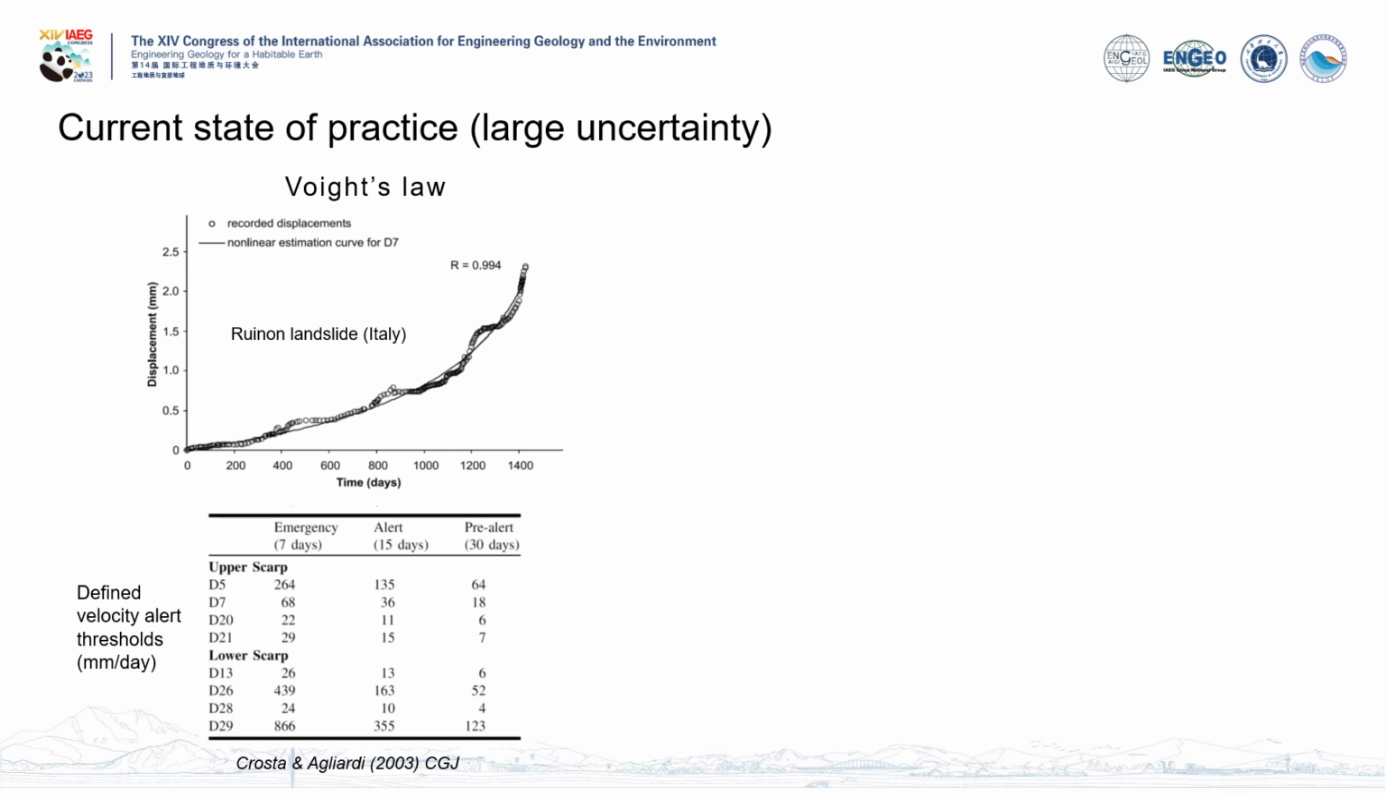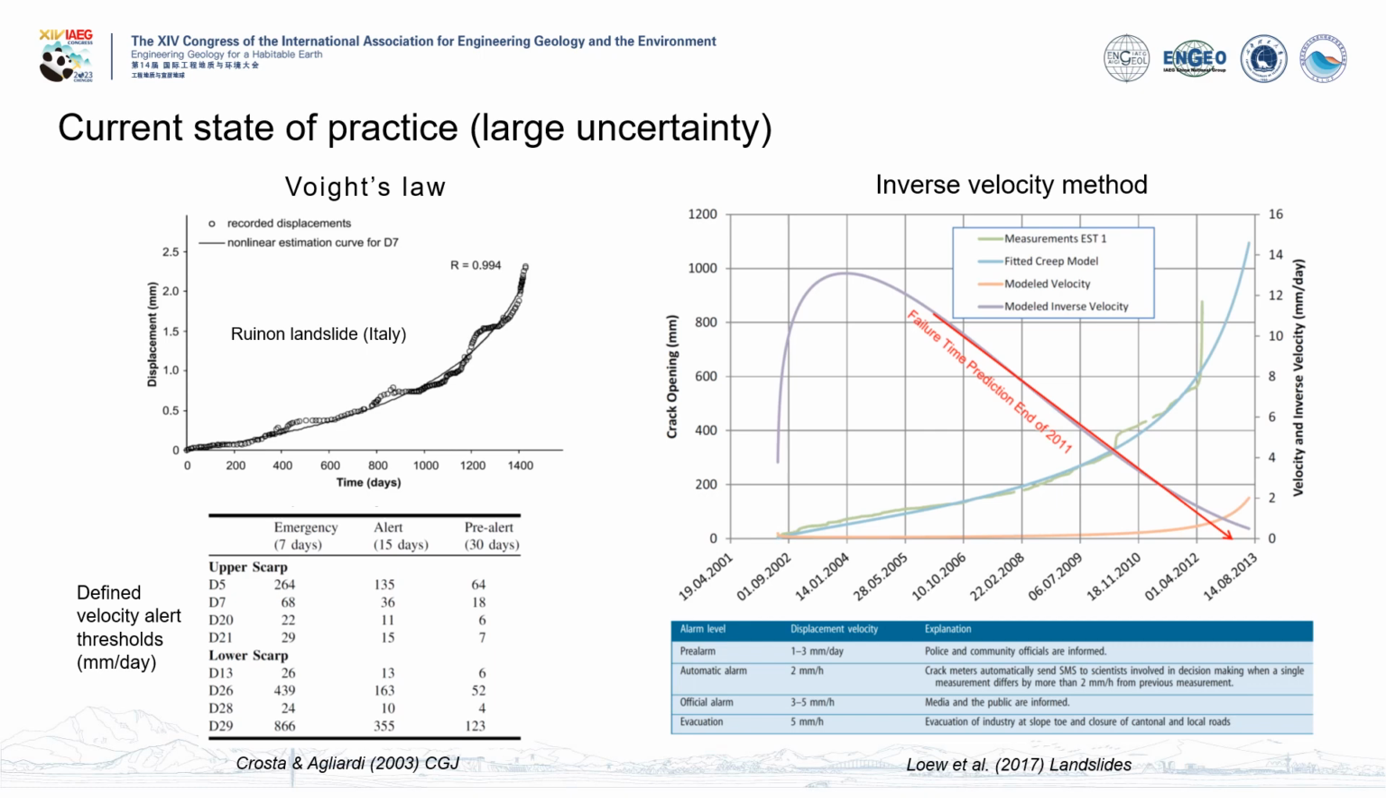The current state of practice in the landslide community is usually based on the so-called Voight's law, fit to displacement monitoring data, and then come up with some velocity thresholds for emergency planning. Another method often used is the inverse velocity method, which predicts the failure time through an extrapolation of the monitoring data of inverse velocities. However, it has been found that these methods have large uncertainties in past practice, as can be seen for the case of the Preonzo landslide, where the predicted failure time by the inverse velocity method is almost 1 year after the actual failure.